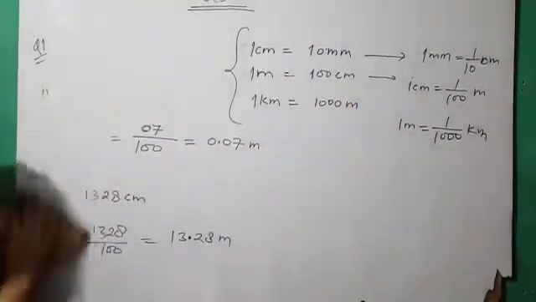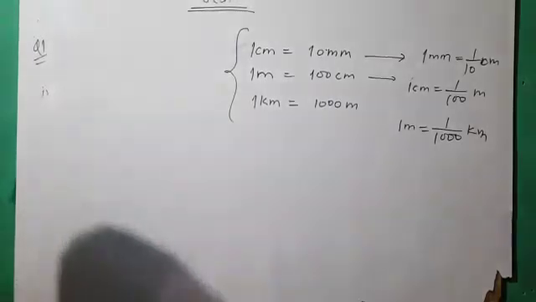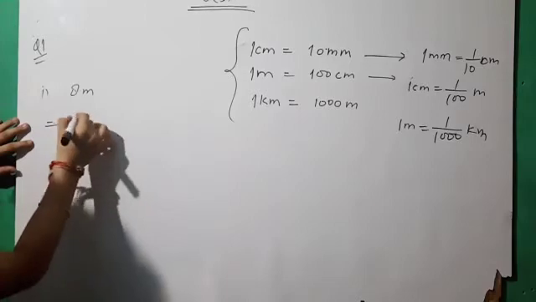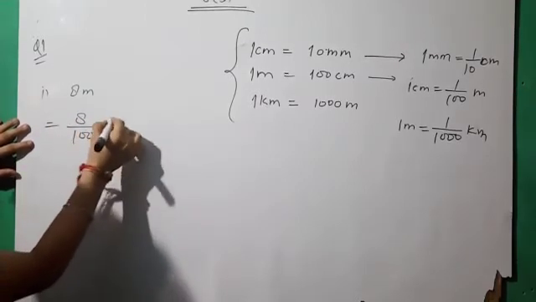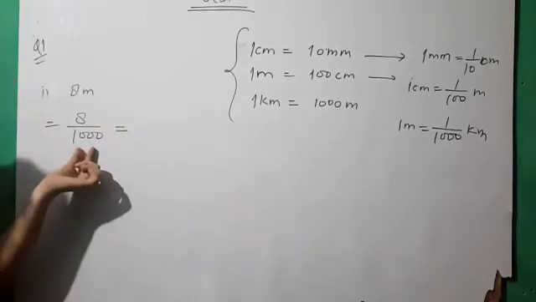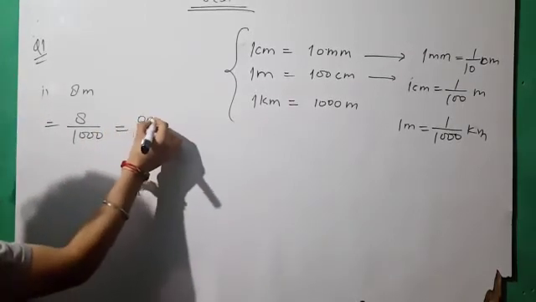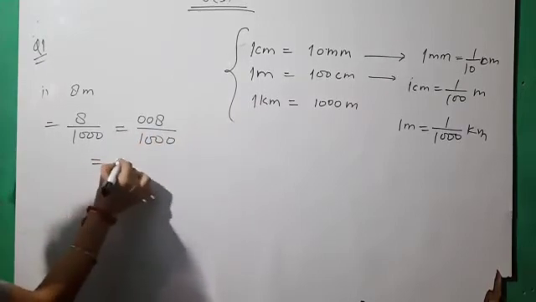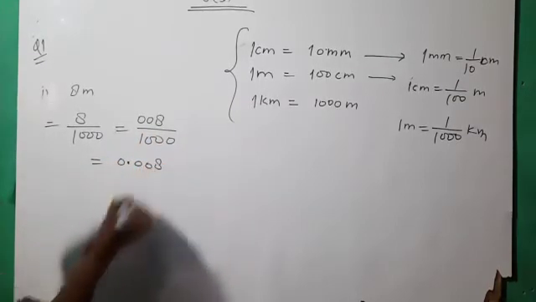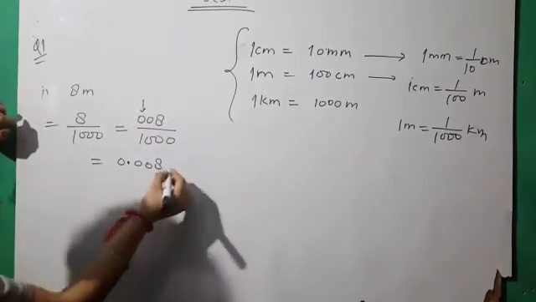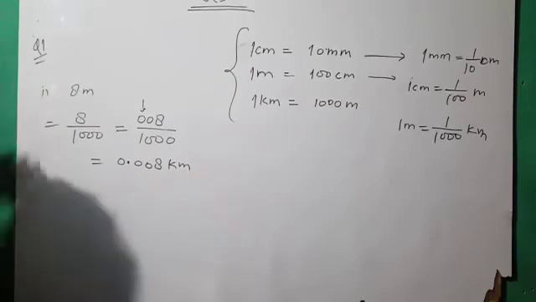So our first question is 8 meter. Question number 4, first part, 8 meter, and we have to convert it into kilometer. So we just have to divide it by 1000. We have 3 digits in the numerator, like 008. Now just place the point to the left of the last 0. So 0.008 kilometer is the answer.